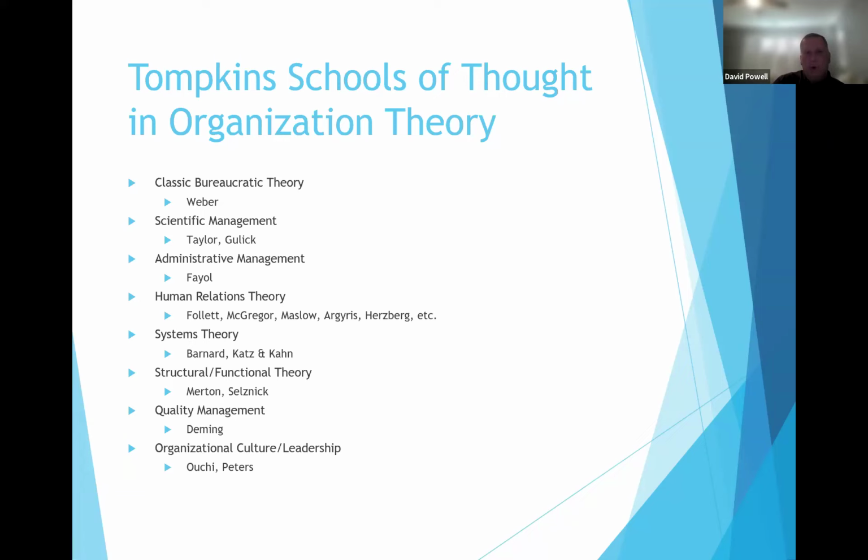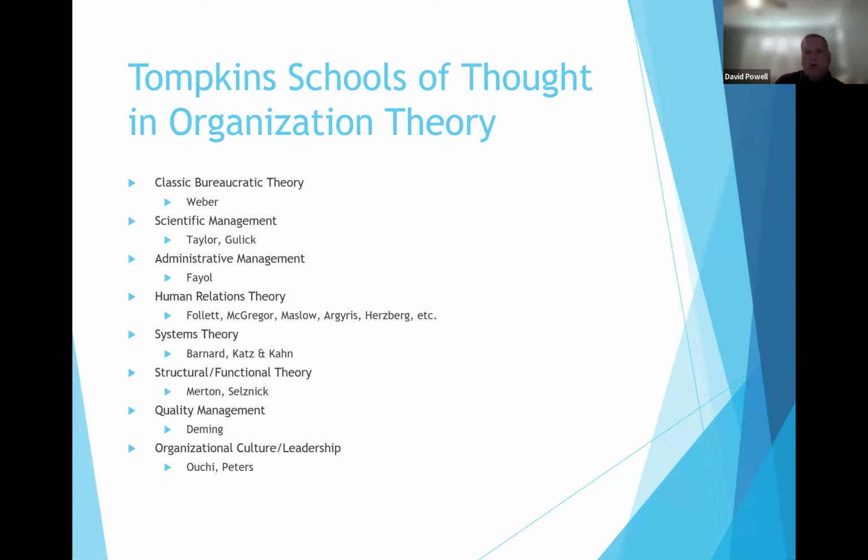So what we will do is follow the development of organization literature, starting with classic bureaucratic theory from people like Max Weber. We'll talk about scientific management and the principles approach with people like Frederick Taylor and Luther Gulick. Administrative management with people like Henri Fayol. Human relations and human resource management schools with people like Mary Parker Follett, Douglas McGregor, Abraham Maslow, Chris Argyris, Herzberg, and others. We'll look at systems theory with people like Katz and Kahn and Chester Barnard.